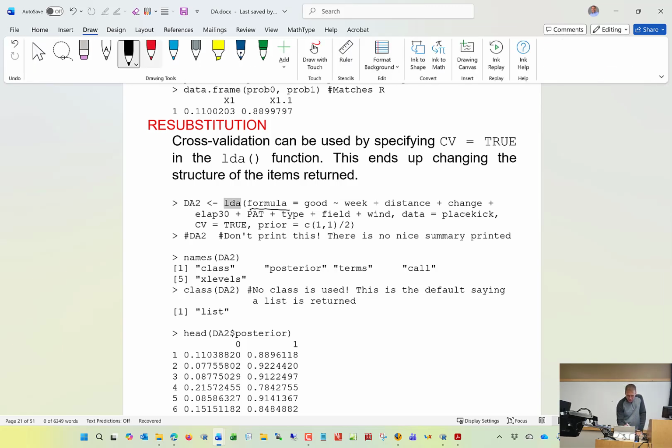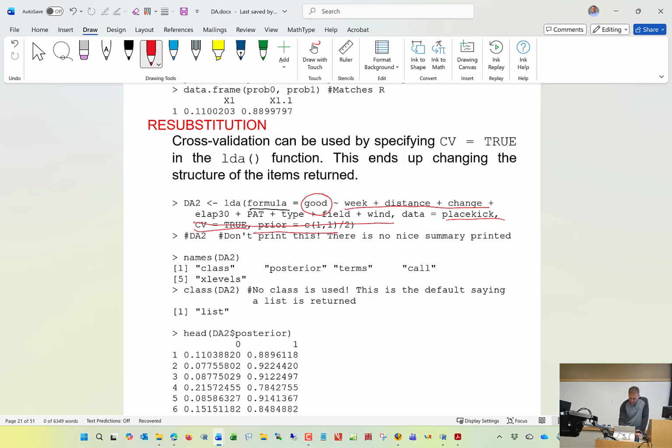Again, I can say formula, similar to what you have for the LM function in R for regression analysis, and also many other regression type of models in R. We say formula, then you put in what is your grouping variable, good. So you can kind of think of this as a response variable, although it's not necessarily that exactly. And then we put in all of our independent variables. I say where my data is, and then when I say CV equal true, that means I want to do cross-validation.